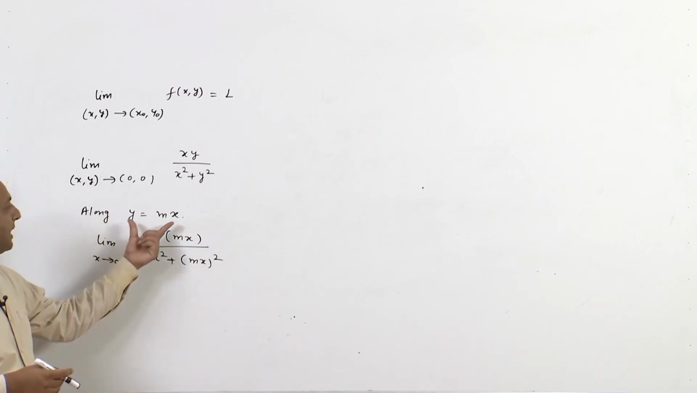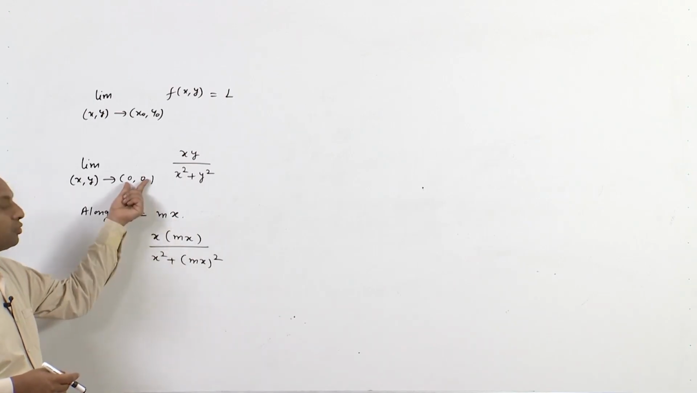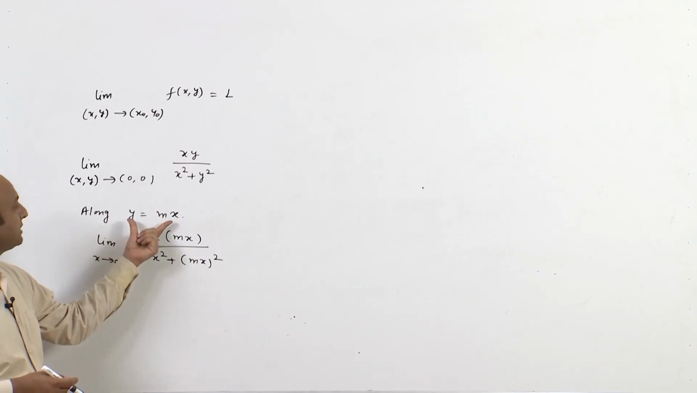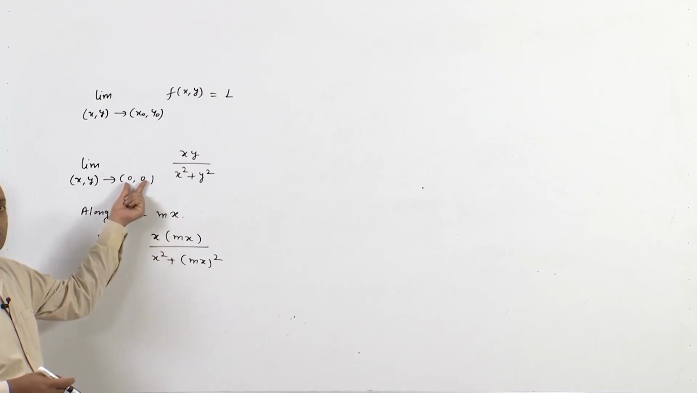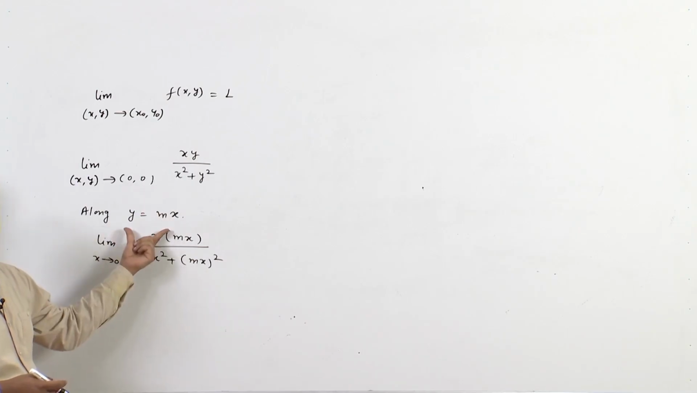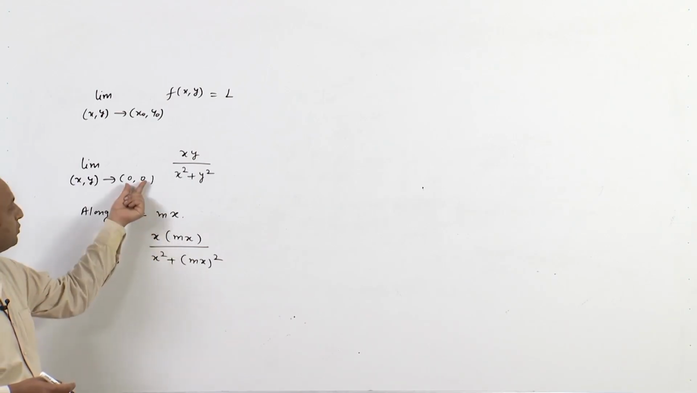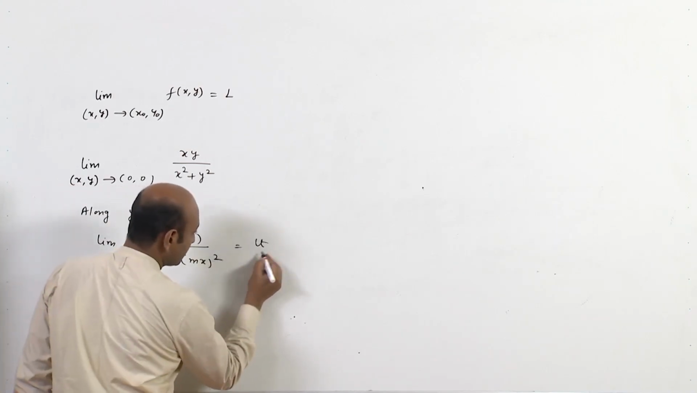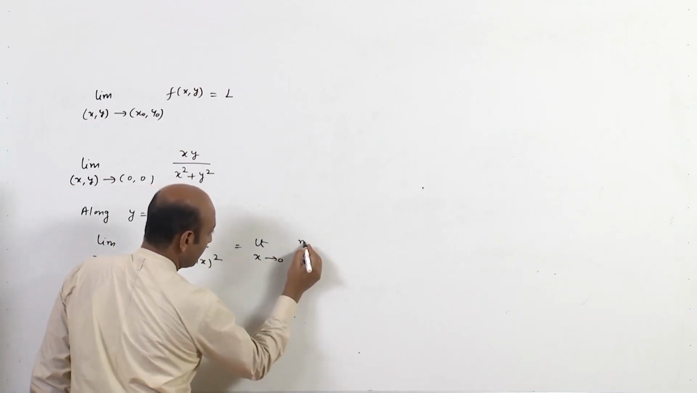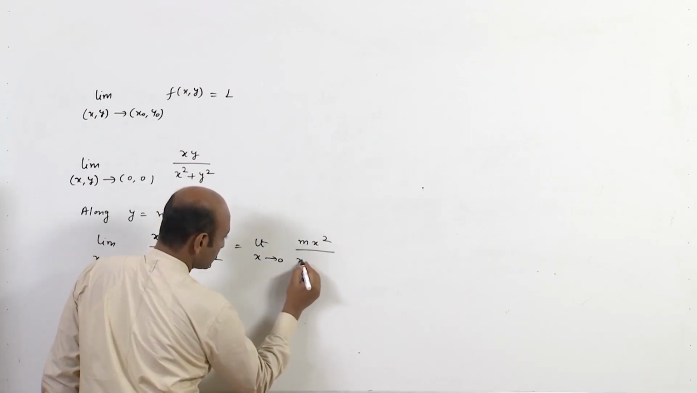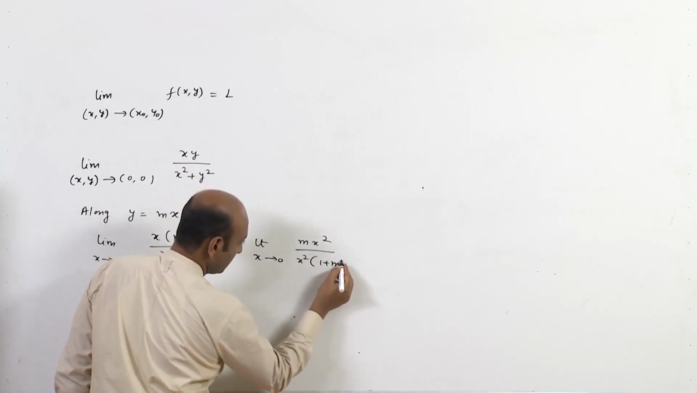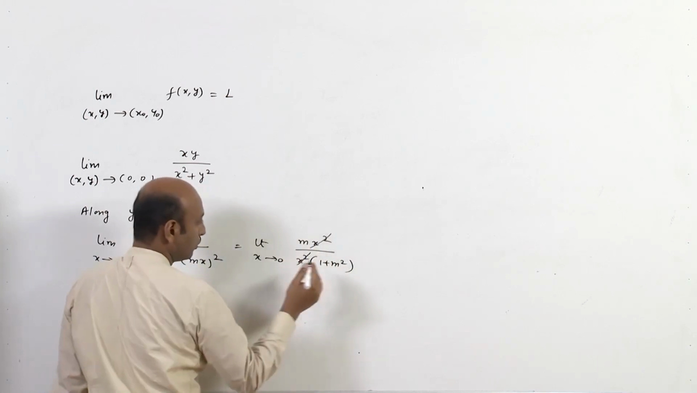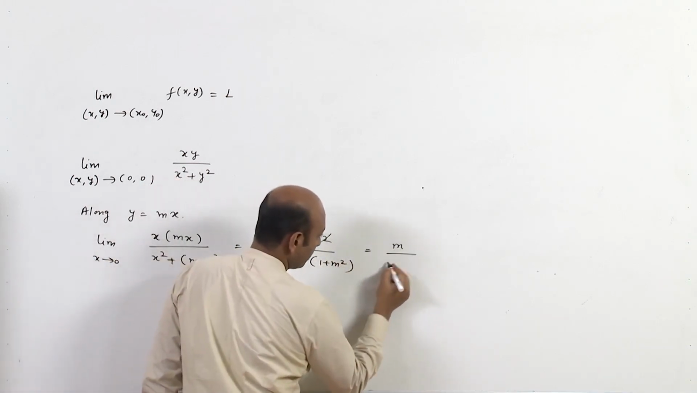Remember this, that this path must pass through x naught y naught, and x naught y naught is 0 0. So, this path must pass through 0 0. Okay. Whatever path we are choosing, it must pass through this point. Now, this is equal to the limit as x tends to 0 of mx square upon x square times 1 plus m square, x square cancels out and it is m upon 1 plus m square.